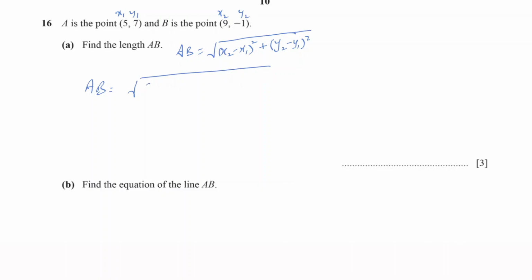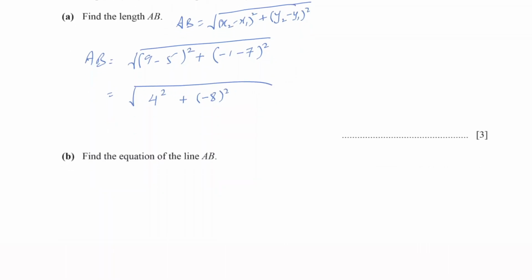So x2 is 9 minus x1 which is 5, (9 minus 5) whole square, plus y2 which is minus 1 minus y1 which is 7, whole square. If we do that, 9 minus 5 is 4, so 4 squared plus minus 1 minus 7 is minus 8 squared. Okay, so we can pull out our calculator now.